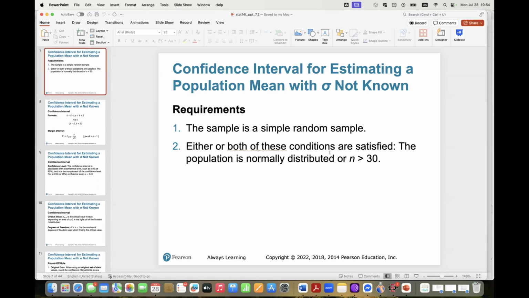Yes, yeah. So there are two requirements that we must check before each problem, right? If you want to find the confidence interval for estimating a population mean with sigma not known, we need to check these two requirements. The sample is a simple random sample, and either or both of these conditions are satisfied: the population is normally distributed, or n is greater than 30. If it's less than 30, we use the method that we did in the previous example that I just showed you.